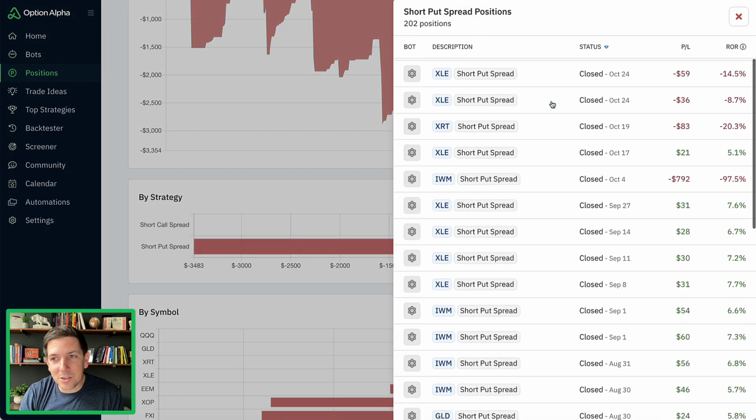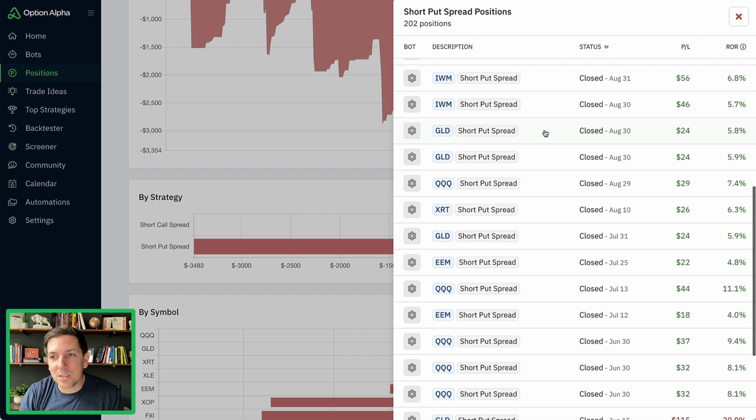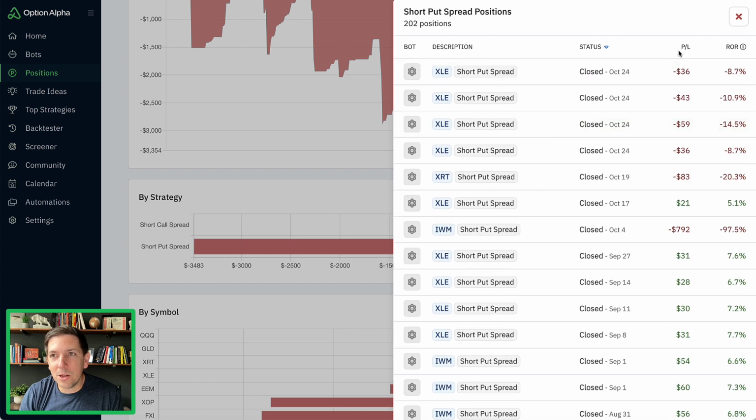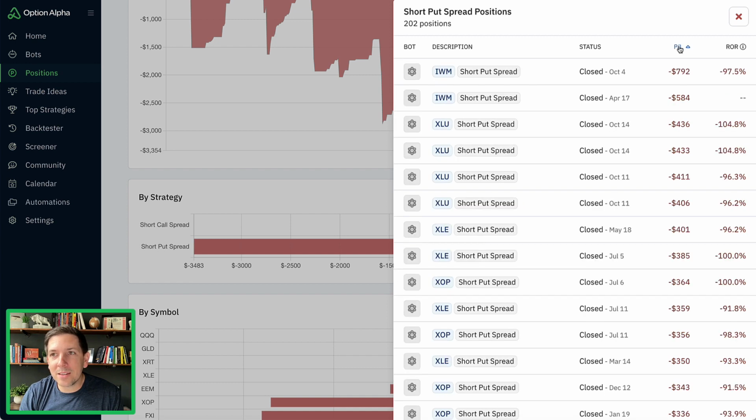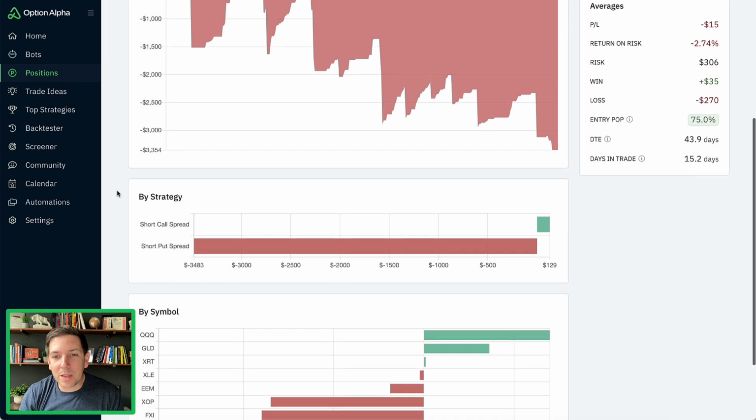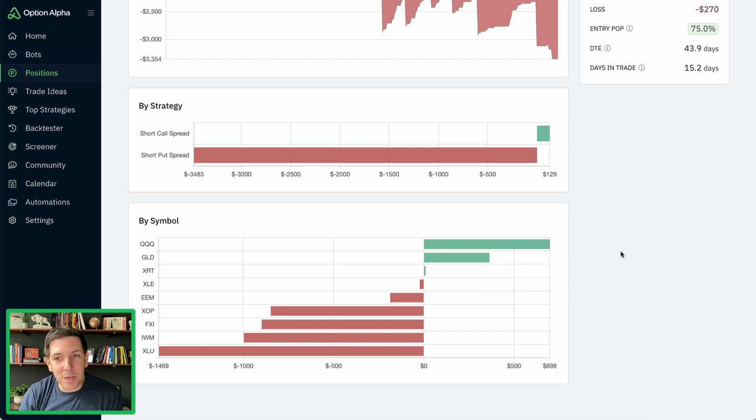You honestly just got your face ripped off on a lot of these positions. Some of the bigger ones that you took some pretty healthy baths on, IWM, XLU, XLE, XOP, all of those ones had really tough markets anyway. So it's almost like you started trading those and the markets turned on those. Irrespective, it just wasn't good. QQQ was the best one of the bunch.